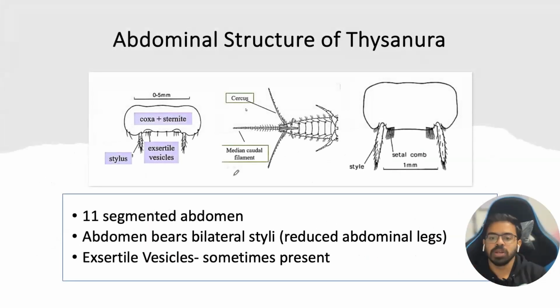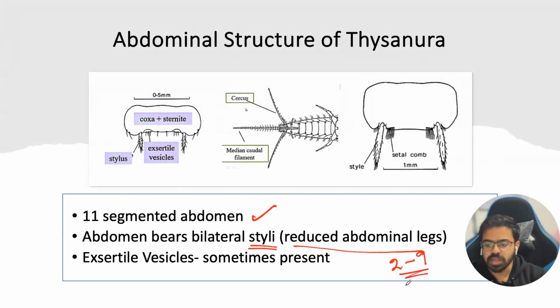Then the abdominal structures. It is an 11 segmented abdomen, containing bilateral styli, as I mentioned, that are reduced abdominal legs. Generally, from segment 2 to 9 it contains the styli, and in some cases 7 to 9, based on different families. The stylus is developed from a sclerite, and that sclerite is known as coxite.